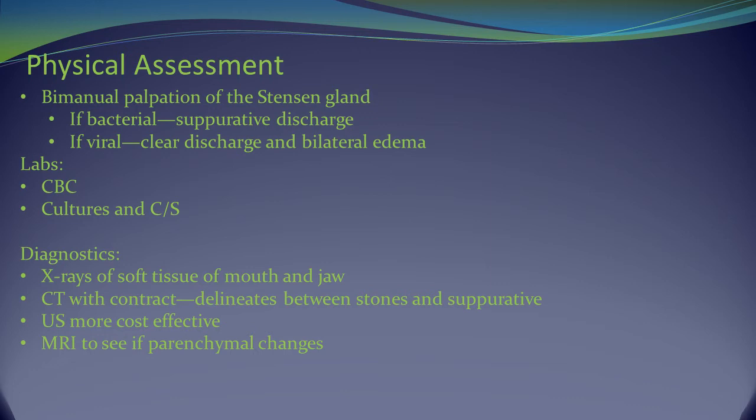For diagnosing these patients with diagnostic studies, an X-ray of the soft tissue of the mouth and jaw can be done, and a contrast CT can be done, which would tell you, do they have a stone there or do they have suppurative parotitis? An ultrasound would be more cost effective to do this, but an MRI to see if there's any parenchymal changes. If you suspect there's parenchymal changes because of what you're seeing, or maybe you're identifying there's some atrophy there, then you might want to think about, could they have an abscess or could they have a neoplasm occurring?